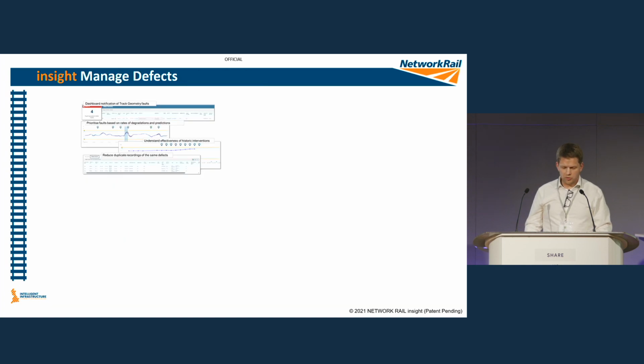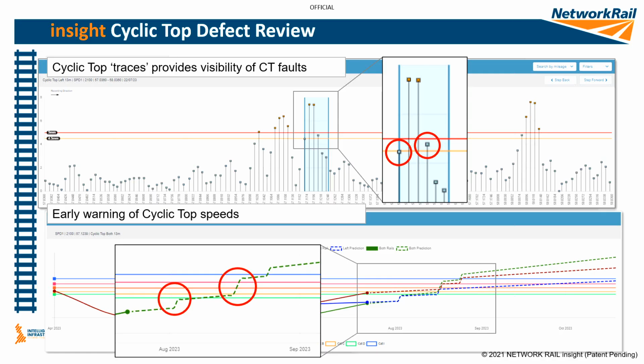So that's track geometry. Obviously, we also have cyclic top. This is a new view, a new trace that is actually a Network Rail patent, or we've got a patent pending on this. It's starting to give you a view of where you've got cyclic top. It might not be a Cat D yet, it might not be something that's reported, but you can see from the traces that you've got a danger of cyclic top appearing there.